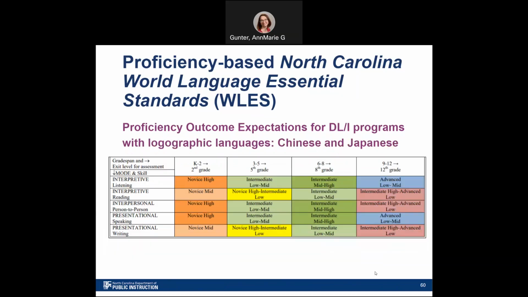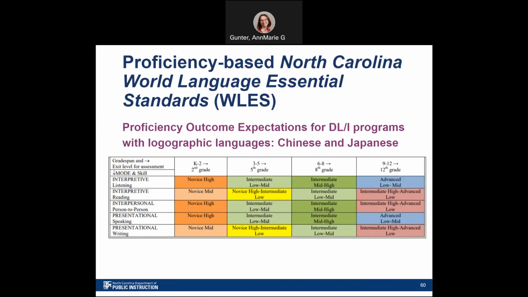Likewise, for logographic languages like Chinese and Japanese, you see that we have outcome expectations by proficiency for DLI programs in the state standards. These vary a little bit because we're in a situation with logographic languages where instead of learning an alphabet where a particular letter is associated with a sound, let's say for reading, you're learning different symbols that are associated with meaning to express yourself in the language or to interpret what you read or listen to or view. And so the proficiency outcome expectations are adjusted just a bit for that purpose.